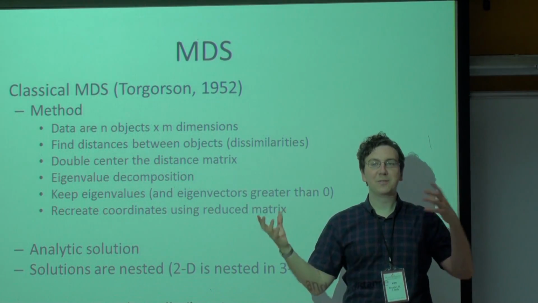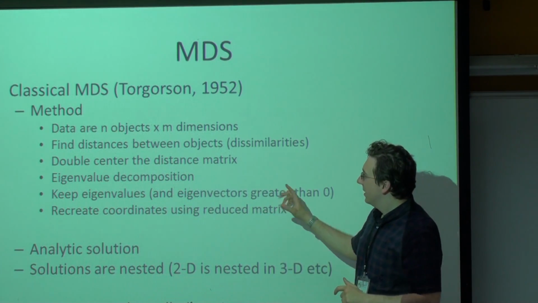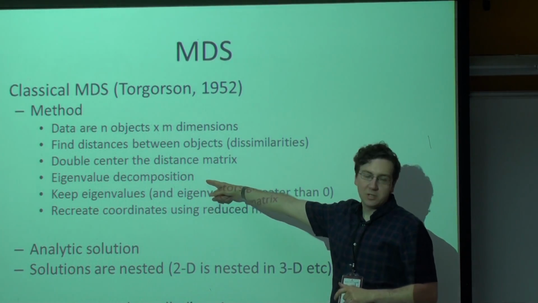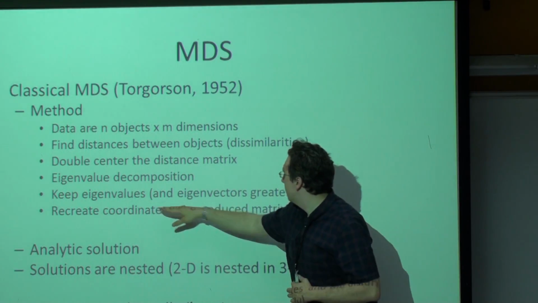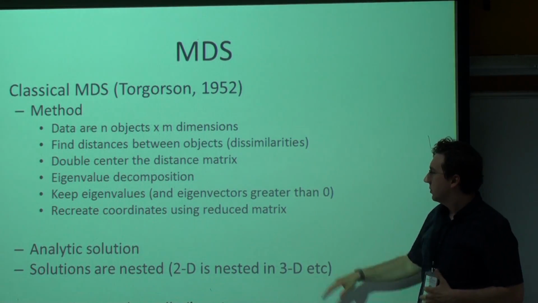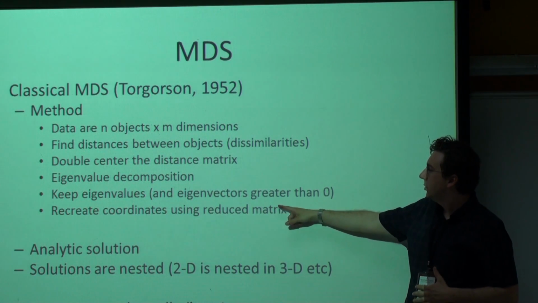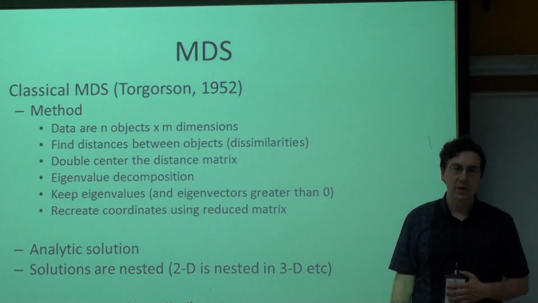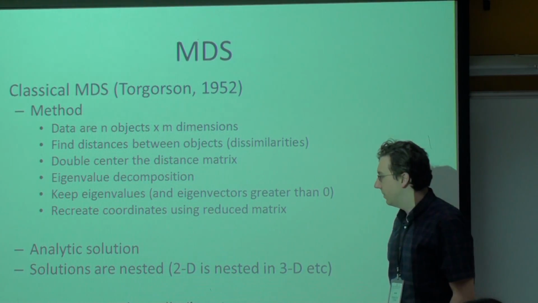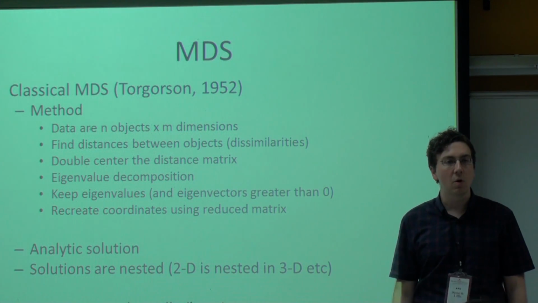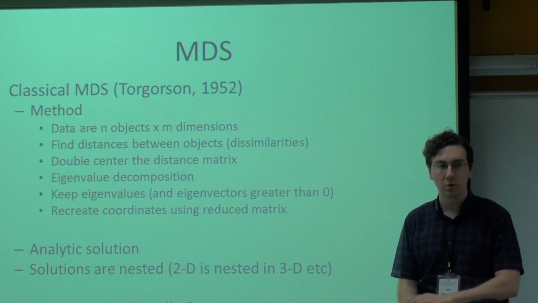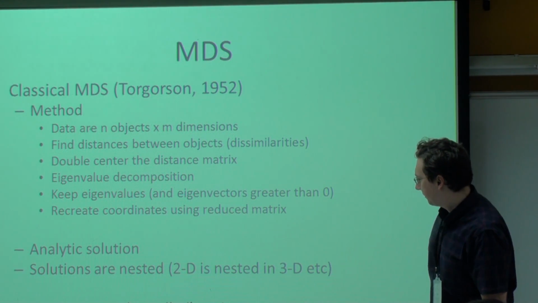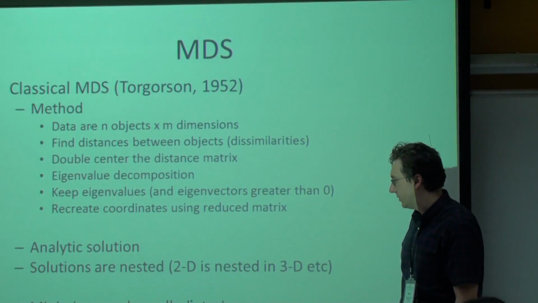You do a double centering of the distance matrix, don't worry about that. Then you do an eigenvalue decomposition. This is just like principal components analysis. You keep the eigenvectors with eigenvalues greater than 0, and then you recreate the coordinates using the reduced matrix. It's very easy. It's built into all statistical packages. R already has a program built in to do this. It's an analytic solution, so it's very fast.